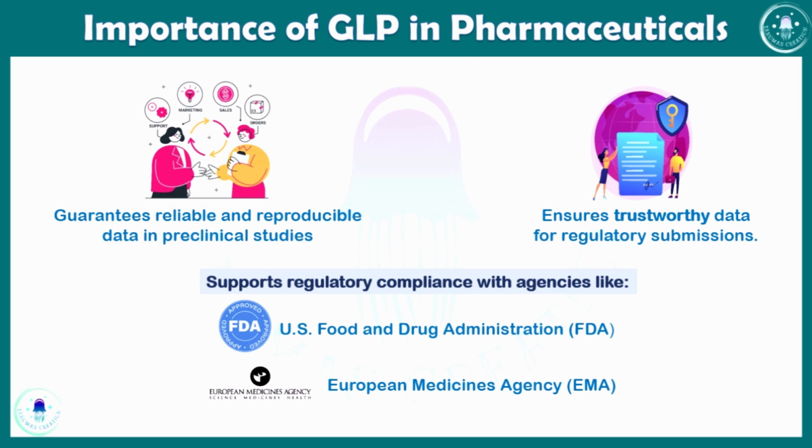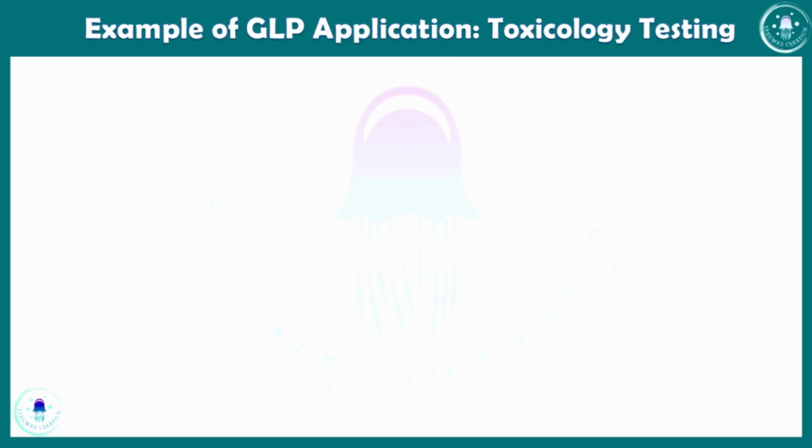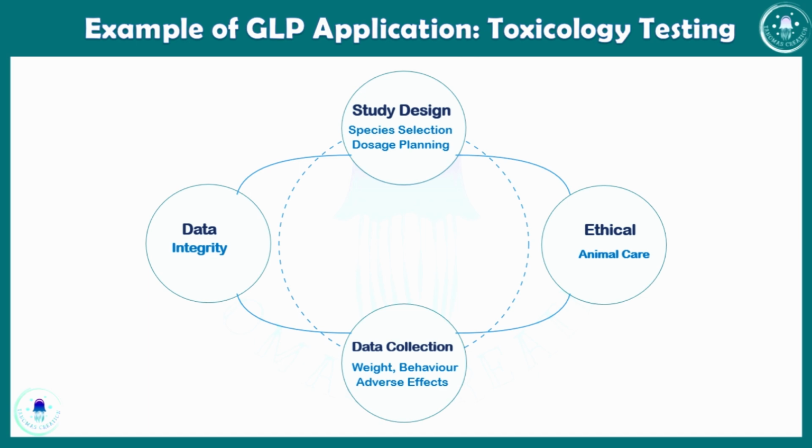Okay. Now, coming to examples of GLP application, one such example is toxicology testing. These studies are performed to determine the safety profile of a drug before human trials. Obviously, before human trials, all the drugs are tested on animals to make them safe for humans. Right. So now this is divided into four parts again.